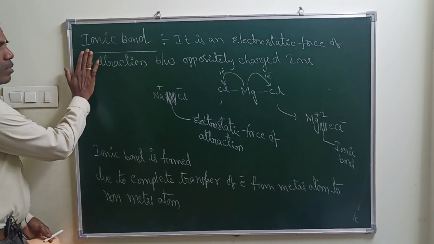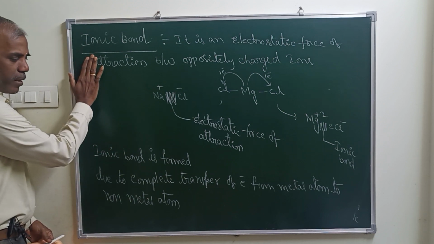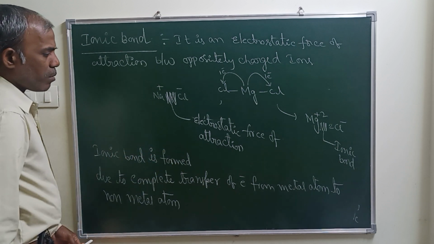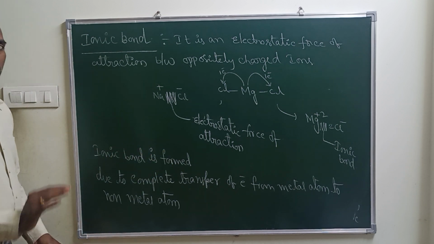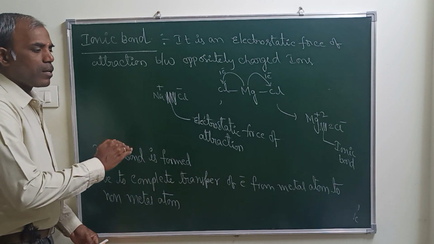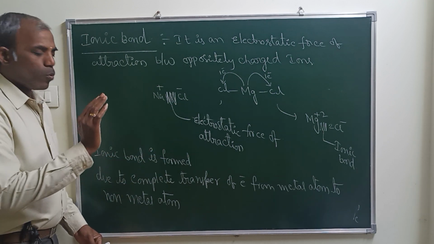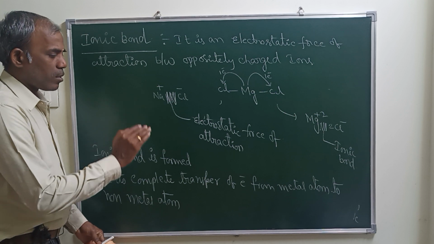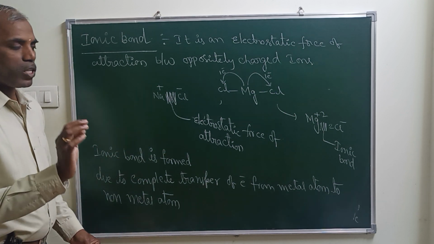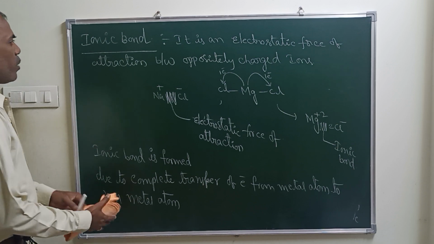So ionic bond is just an electrostatic force of attraction formed due to complete transfer of electrons from metal atom to non-metal. Don't imagine that complete transfer means all electrons are transferred to the non-metal. Only valence shell electrons are transferred from the metal atom to the non-metal. Now examples.